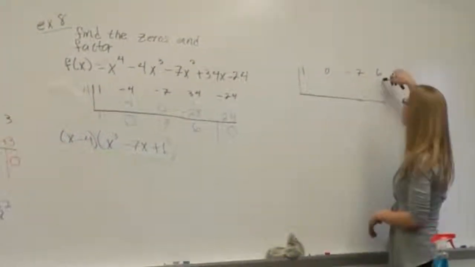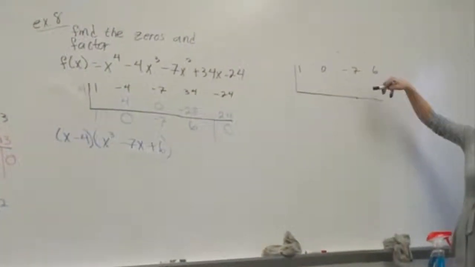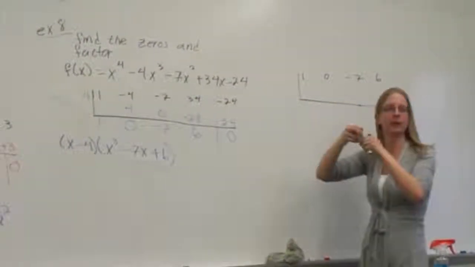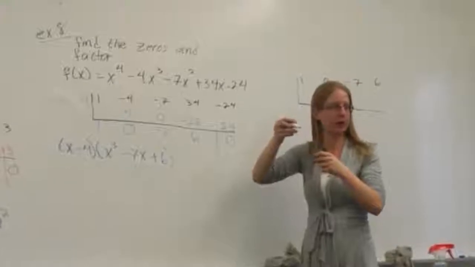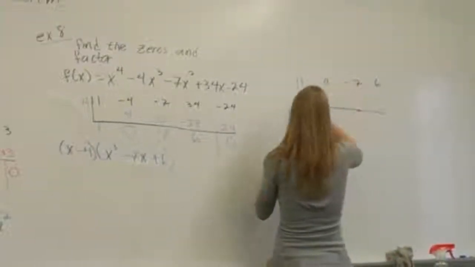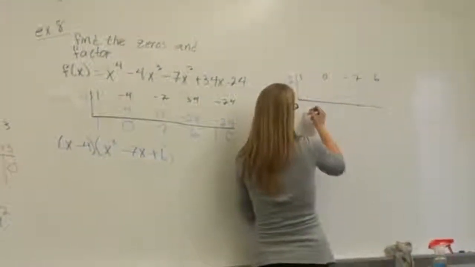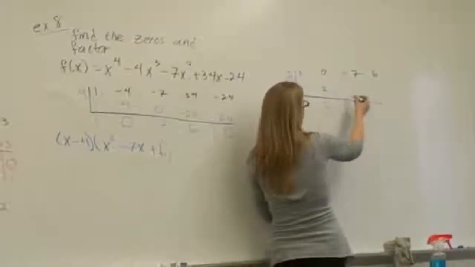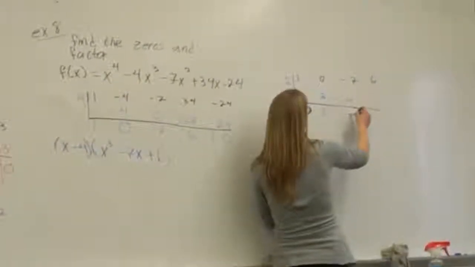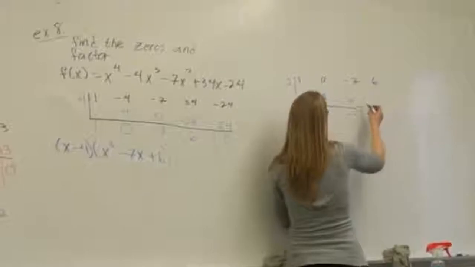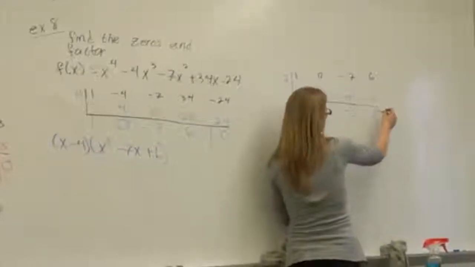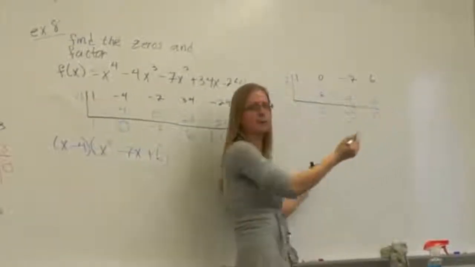So now I'm gonna pick something that divides evenly into 6. 2, 3, 6, 1. I guess I'll try 2. Drop that down. Multiply. Add. Multiply. Add. Did I do that right? Yeah. Okay, that one worked out nicely, right?